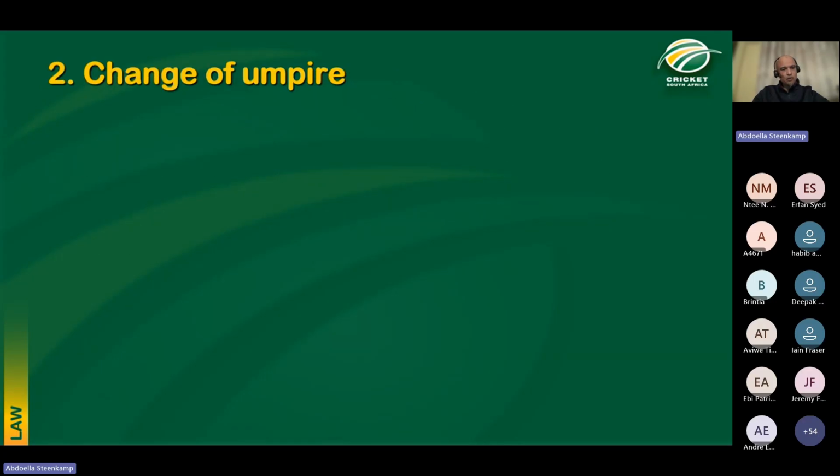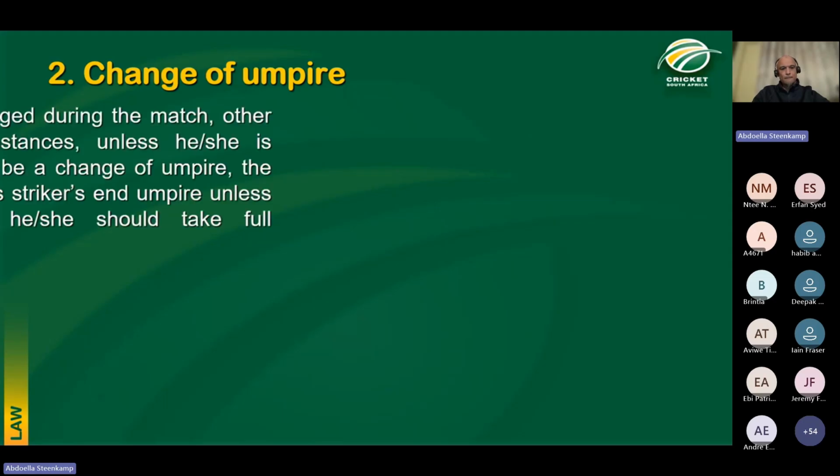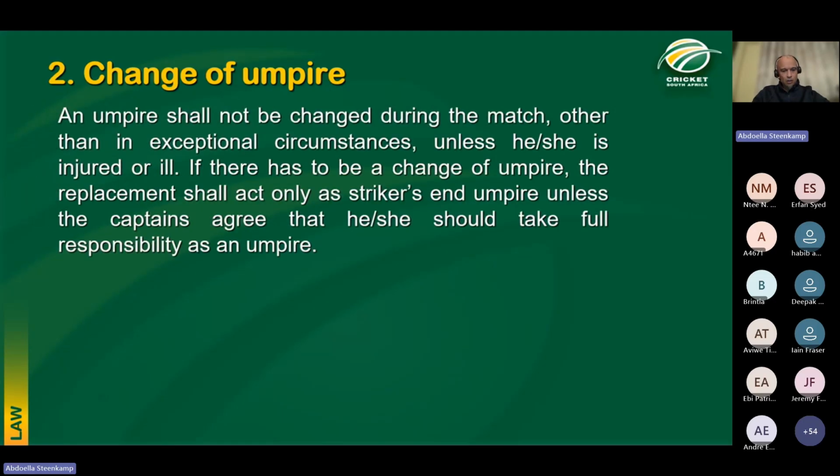Does the law allow for an umpire to be changed? Yes, the law allows for it. There are instances where an umpire might be injured or ill, or there could be exceptional circumstances. So the law allows for an umpire to be changed, but there is a condition. And what is the condition? The law firstly tells us the replacement umpire is only to stand at the striker's end, unless both captains agree that this replacement umpire can take full responsibility as an umpire.